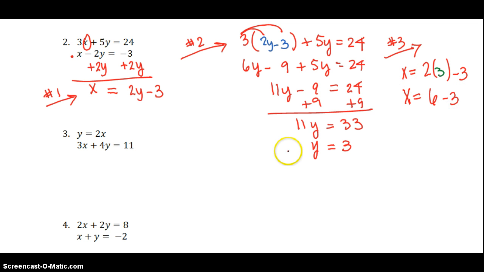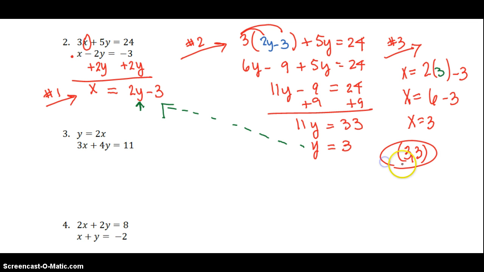Now where did I get this equation? I actually went back to the x that I solved for. In place of this y, I substituted 3. So now I have 6 minus 3, and I find out that x is 3. So what is the solution to this system of equations? It's (3, 3). That's the answer.